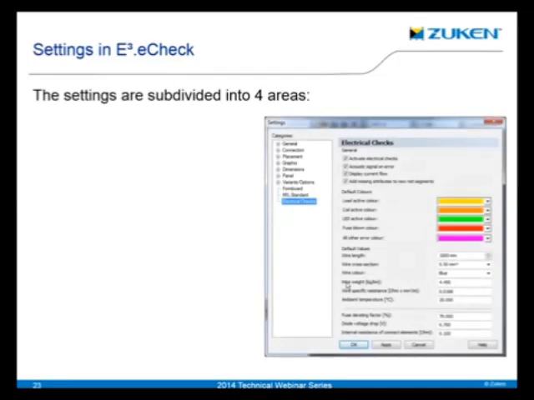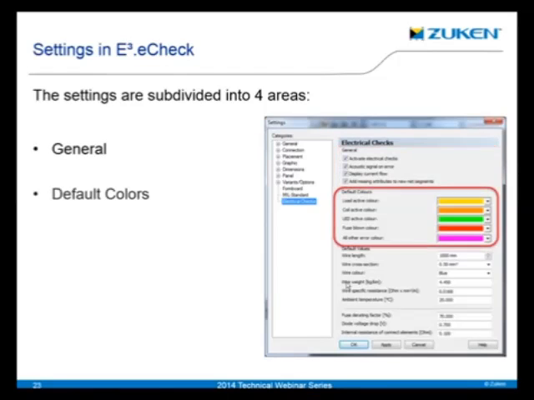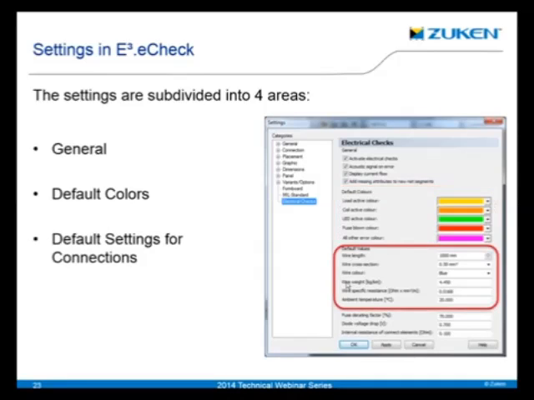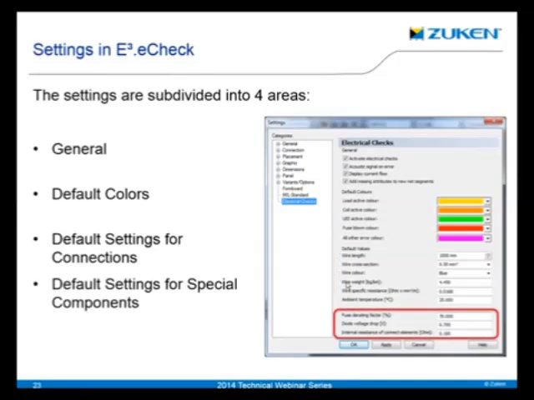The settings for E3.eCheck are divided into 4 sections. There is a general section, there is a section to define the colors to show the state of the symbols, then there is a section to define the settings for connections, and also a section to define the default settings for special components. You will see this later in the demo.